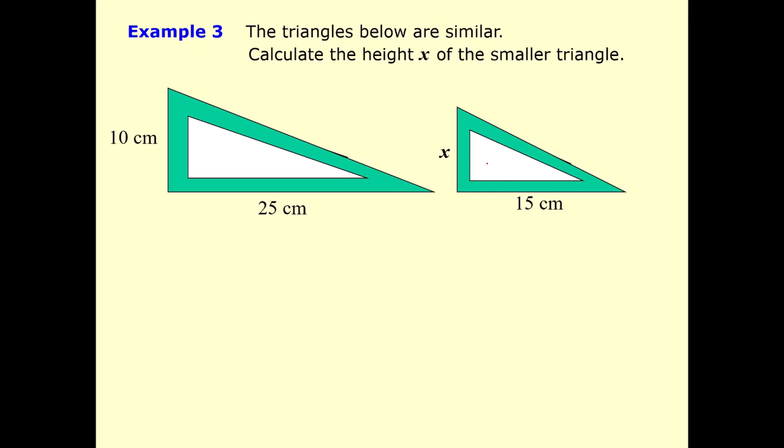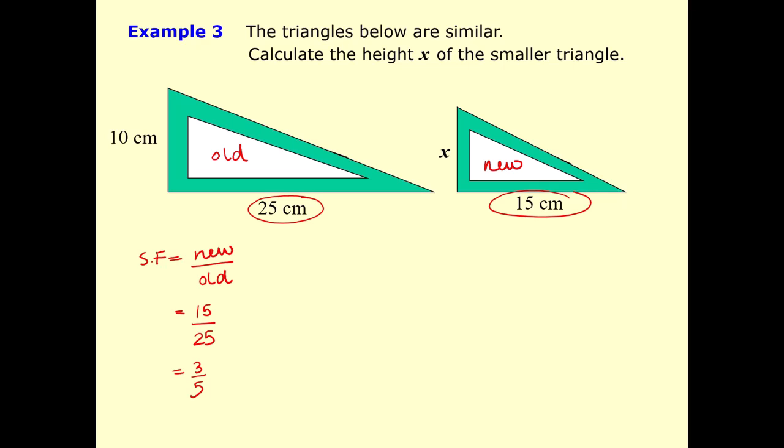Our smaller triangle in this case is our new one, which has been created through a reduction, which makes our larger triangle our old. So always the first step, you're going to calculate your scale factor. So your scale factor equals new over old. Our corresponding sides here are 25 and 15. So our new length is 15 divided by our old length, which is 25. And we can simplify that to 3 over 5.